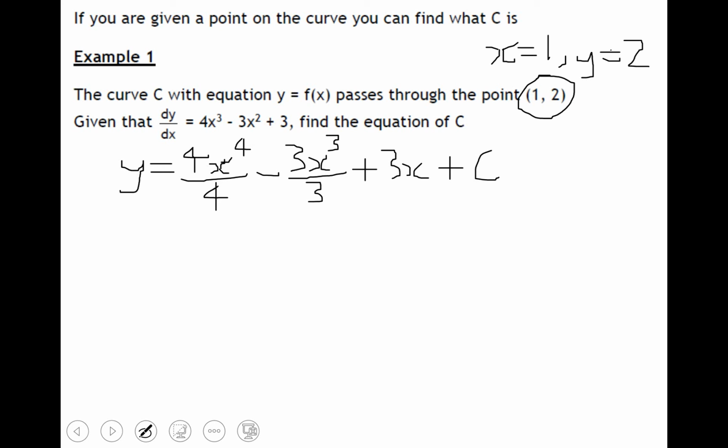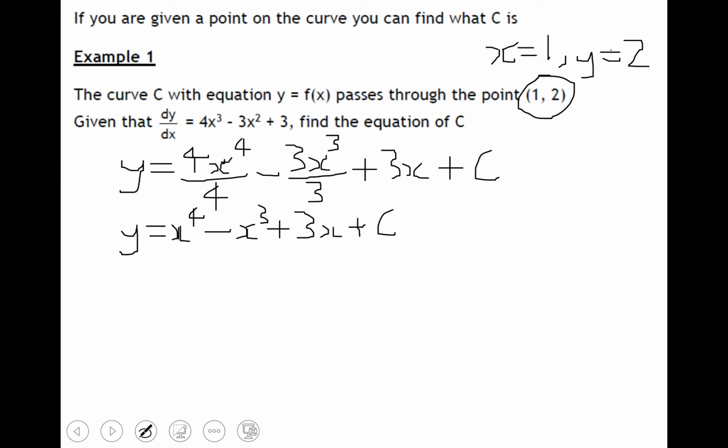Fortunately, these sort of questions often have what's known as an abuse of notation, using c to represent two different things. Now we can simplify that equation: 4 over 4 is 1, so we just get x to the power of 4. 3 over 3 is also 1, so we get x cubed. But the other bits, the 3x and the plus c, we can't simplify.